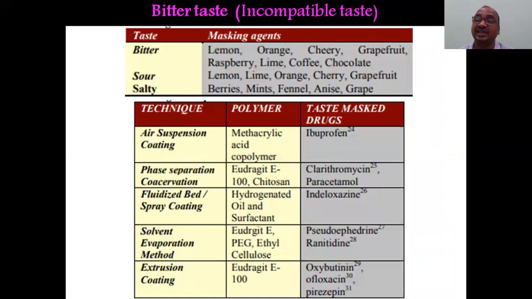And these are the taste masking agents. Bitter taste you can mask with lemon, orange, cherry, grapefruit, raspberry, lime, coffee. If it is a sour or salty taste, you can mask those too, but mainly bitter is the main problem. For example, ibuprofen: air suspension coating has been given, and methacrylic acid copolymer has been used. All these polymers mask the taste. Eudragit E100, chitosan, hydrogenated oil, surfactants, Eudragit: all these are used to mask the taste.